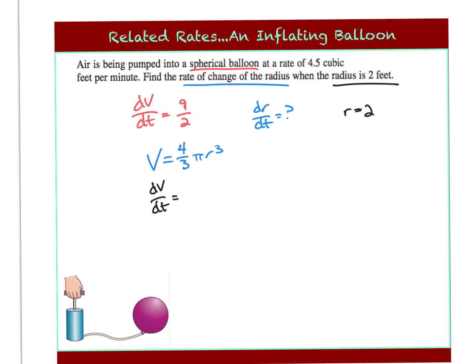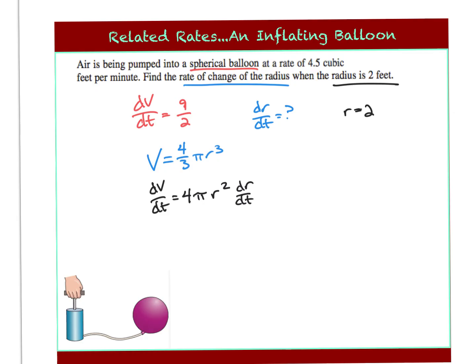So dV/dt is equal to, what's the derivative of 4/3 pi r cubed? So 4/3 pi is just a constant multiple. So what's the derivative of r cubed? 3r squared. So we bring that down. So the 3 plays with the 4/3 to become what? So we got 4, and then pi, and then r squared dr/dt.